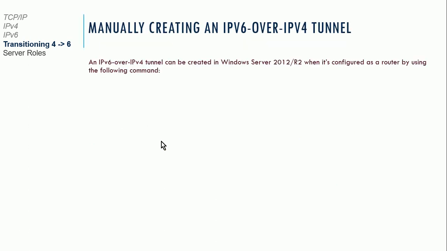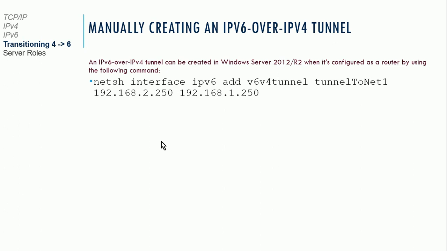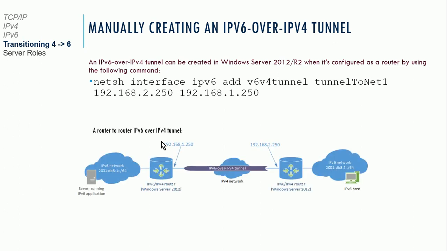All right, so to manually create an IPv6 over IPv4 tunnel, it can be created in Windows Server 2012 when it's configured as a router using this command. So that's how you would create your tunnel for IPv6 over IPv4.